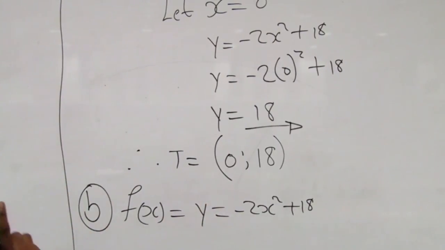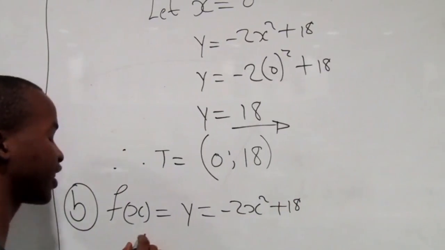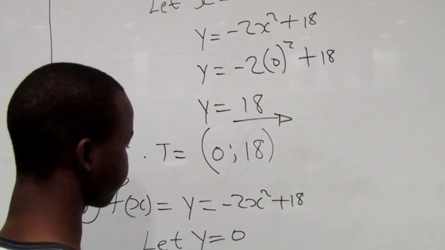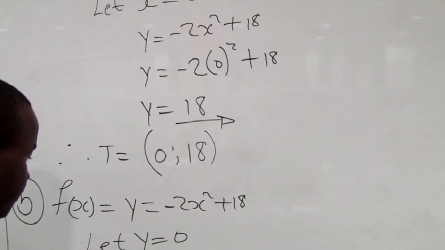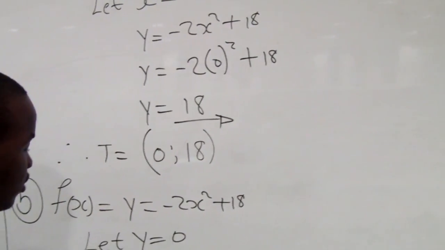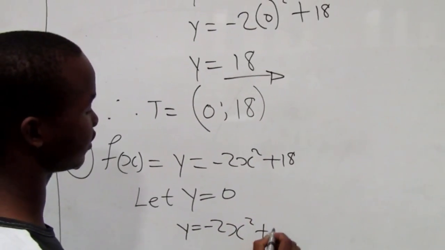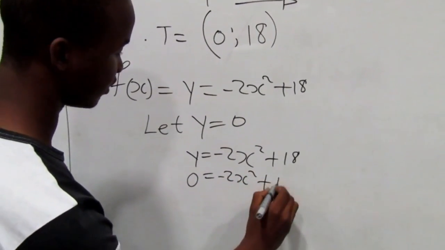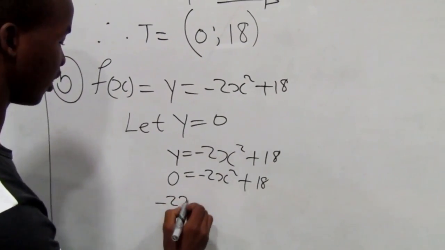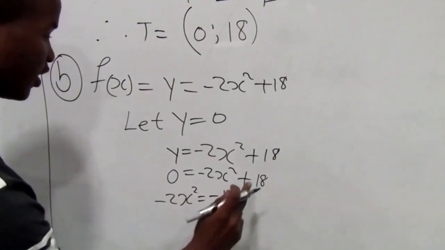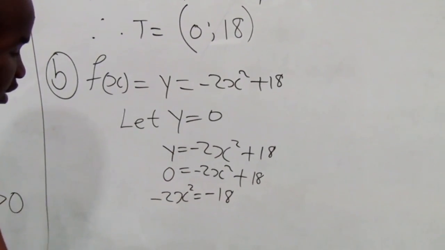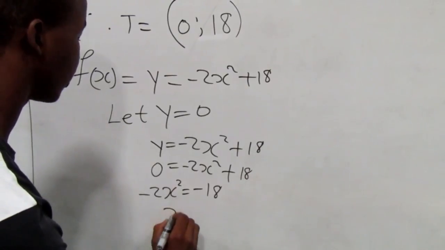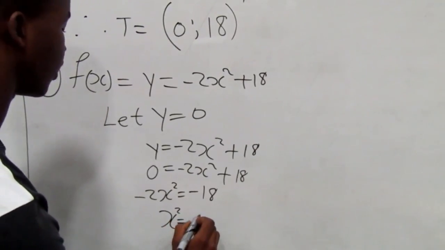But because we said our Q is situated along the x-axis, we will let y equal to 0. Then we solve for x. y is equal to negative 2x squared plus 18. We substitute 0 for y: 0 equals negative 2x squared plus 18. Then we're left with negative 2x squared equals negative 18. We're going to take this 18 to the other side. It becomes negative 18. We divide by negative 2, which is going to give us x squared equals 9.